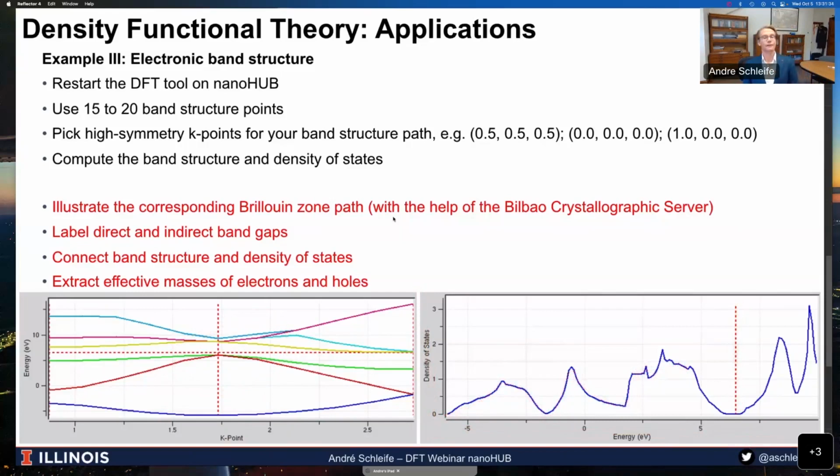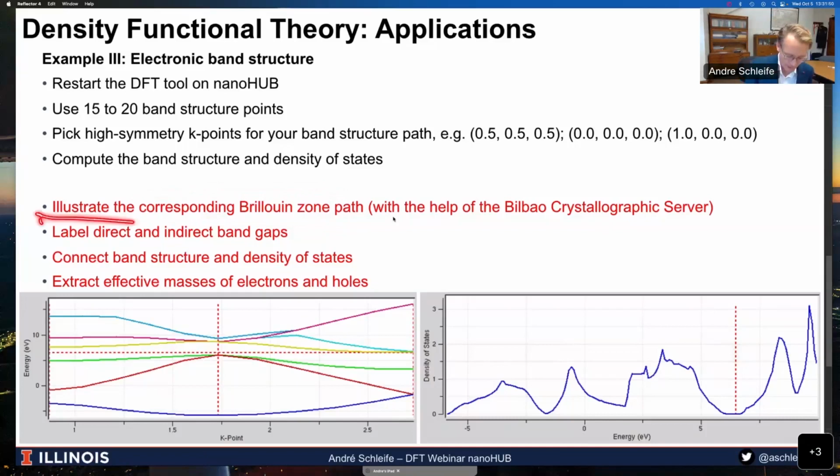For teaching, this is super instructive because having students pick their own Brillouin zone path, I think this is key for people to understand what's going on in this band structure plot. The first time I saw this plot, I was highly puzzled, and doing it yourself really helps. And I think nanoHUB is a great tool to do so.